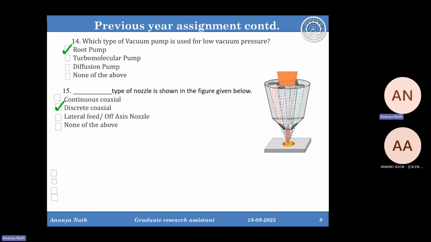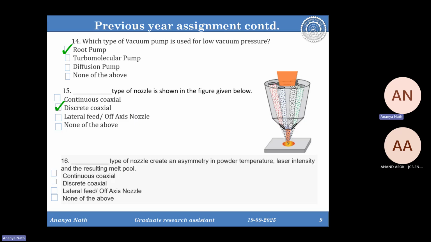Now this type of nozzle is shown. So it's a discrete nozzle because the powder is coming through 4 discrete pipes. It's not the annular kind of ring. So the powder is not coming continuously in an annular shape. It's the discrete coaxial nozzle. But through the central slot the laser is coming. The red one is the laser.